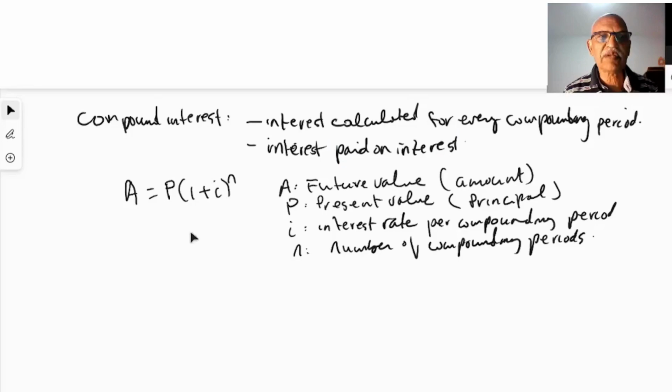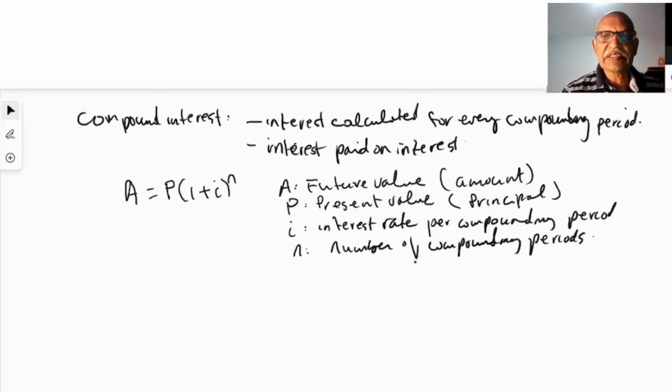So our formula will be A is equal to P times (1 plus i) to the power of n, where A is the future value, how much money I will get. P is the present value, or the original money I had. i is the interest rate. This will always be in decimals in the formula. n will be the number of compounding periods.